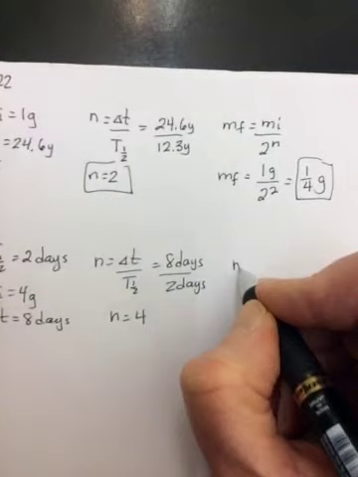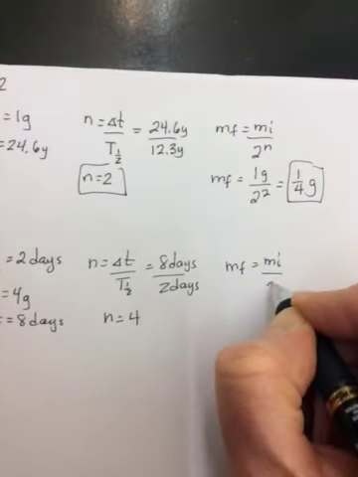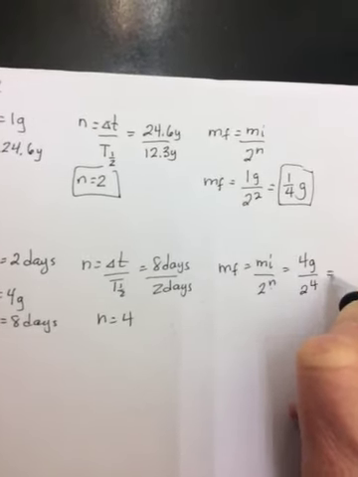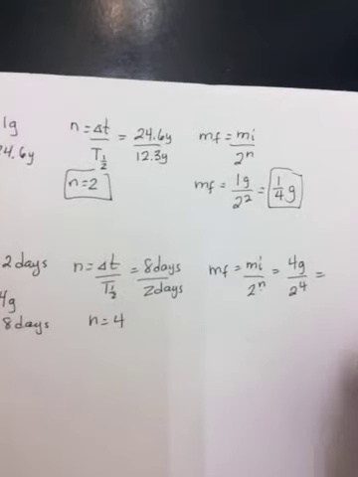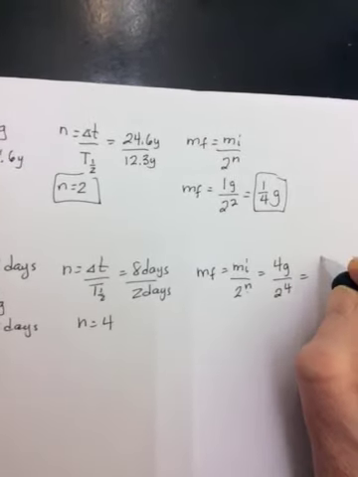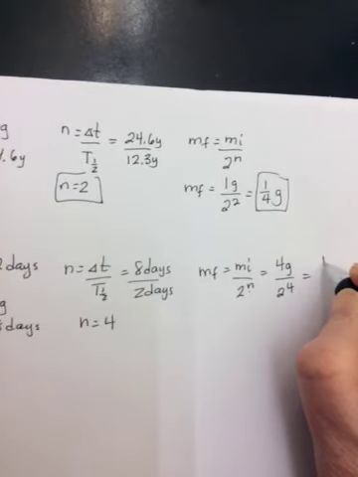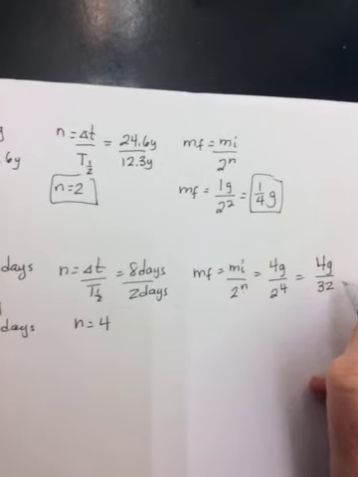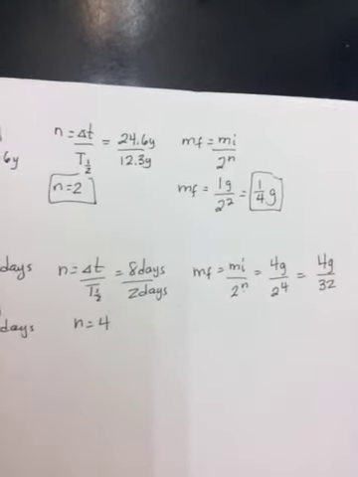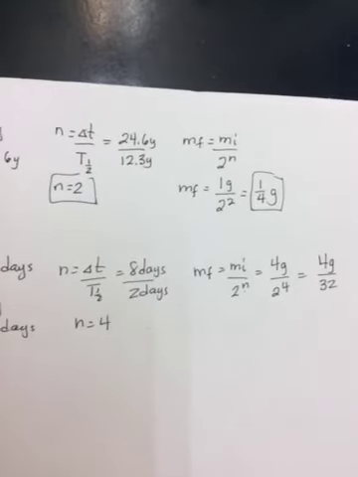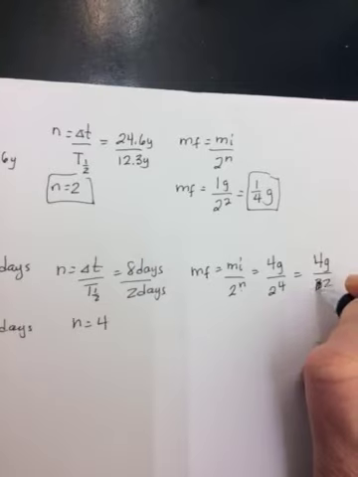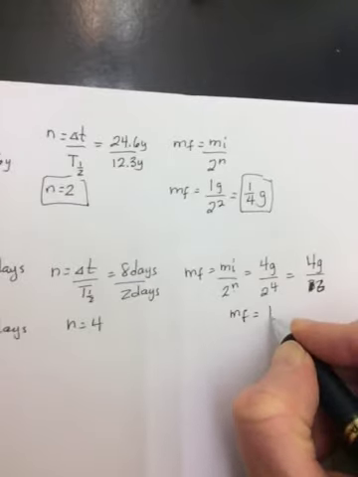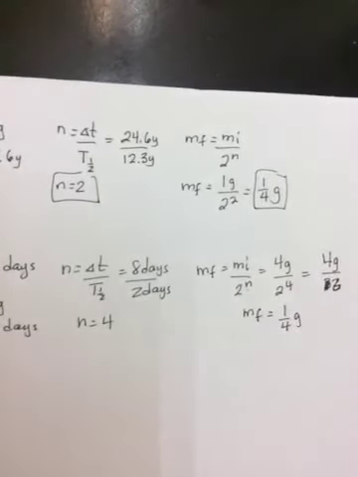So now we go MF is equal to MI over 2 to the N, so 4 grams over 2 to the 4th. 2, 4, 16, 32. So 4, I think 4 grams, doing this in my head, and it's kind of late at night. I better check 2 to the 4. Oh, it's 16, I went 2 to the 5. 2, 4, 8, 16. And so MF is equal to 1/4 of a gram. Wait, that's what we got up at top.